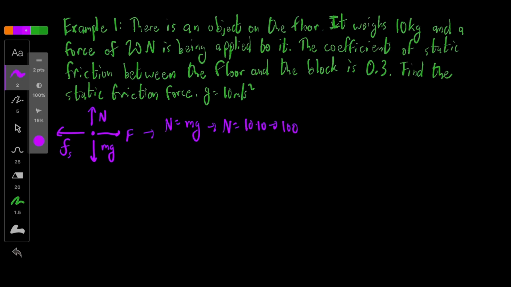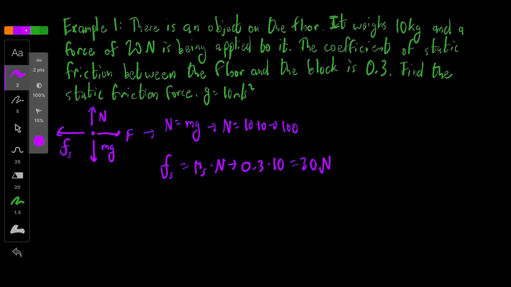Now, if you remember, the static friction is equal to the coefficient of static friction times the normal force. So this is 0.3 times 100, which is equal to 30 newtons. But then why did I give you the force of 20 newtons? It's because I kind of lied to you in this.